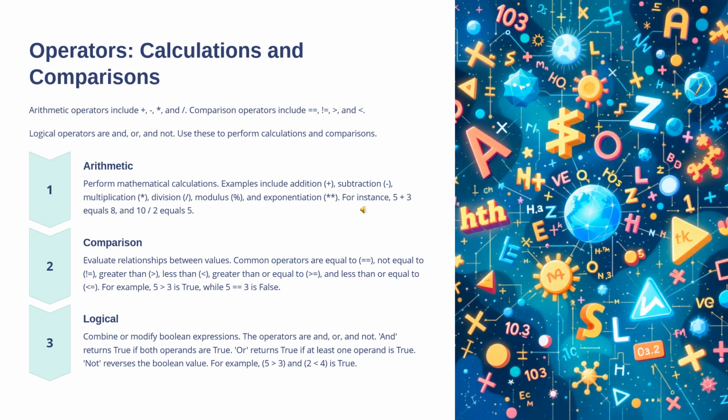Logical operators combine or modify Boolean expressions. The operators are and, or, and not. And returns true if both operands are true. Or returns true if at least one operand is true. Not reverses the Boolean value. For example, 5 > 3 and 2 < 4 is true.